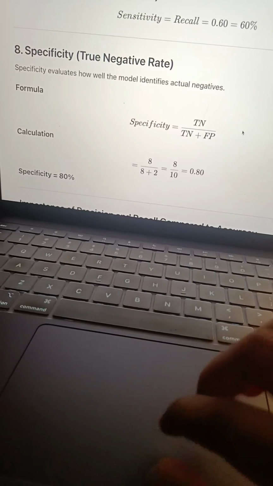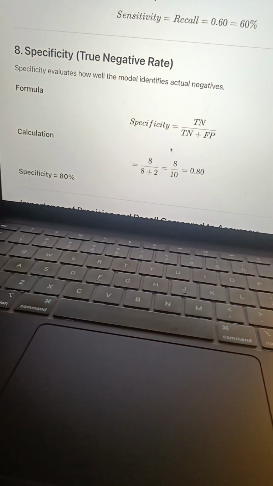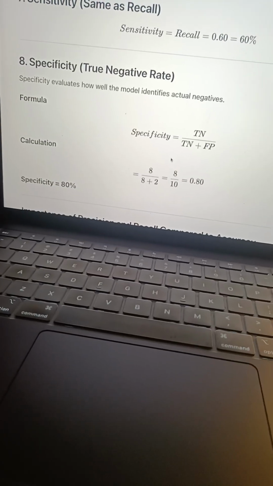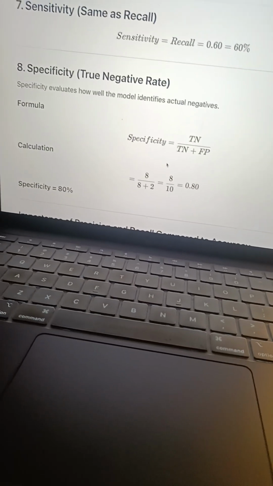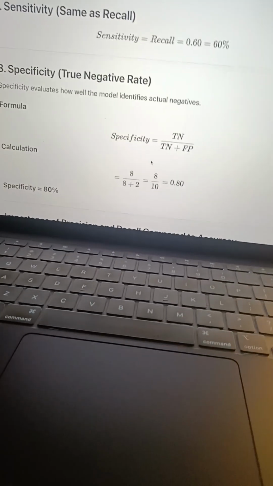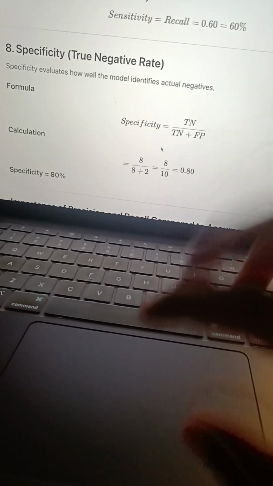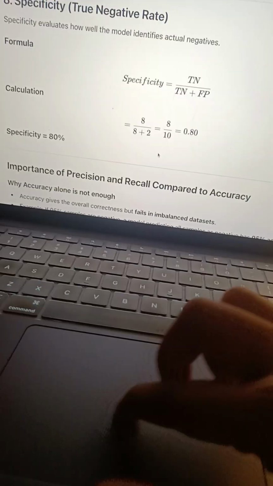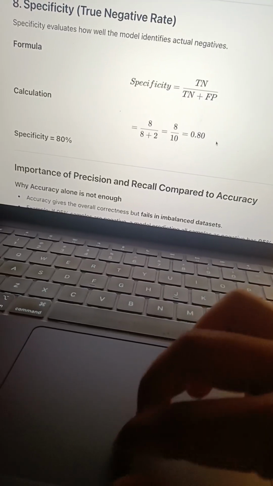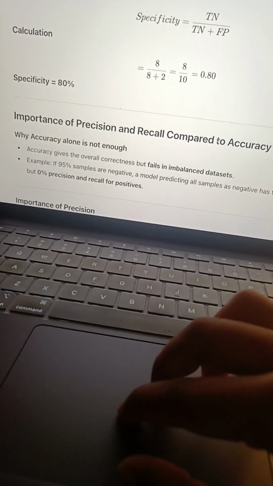Specificity, the true negative rate, specifically evaluates how the model identifies actual negatives. It is calculated as true negative divided by true negative plus false positive, and the answer is 0.80, so specificity is 80%.